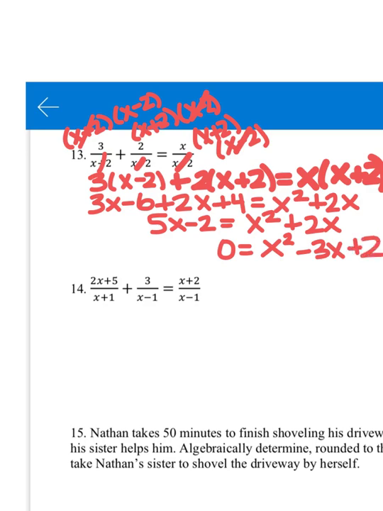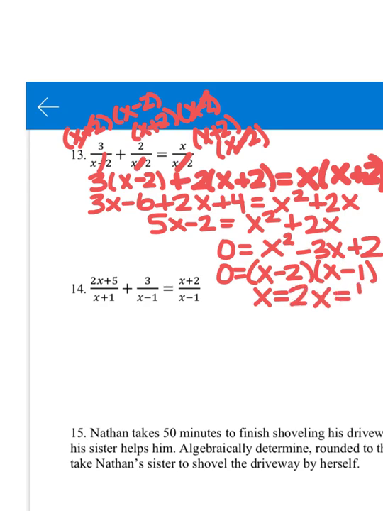I'm going to factor this. It'll turn into x minus 2 times x minus 1, which gives me x is equal to positive 2 and x is equal to positive 1. When I plug 2 into the denominators, it is undefined, so x equals 2 gets rejected. Only answer to number 13 is x equals 1. Okay, again, if I don't do that, I will lose some credit. Okay, pause the video if you need to.